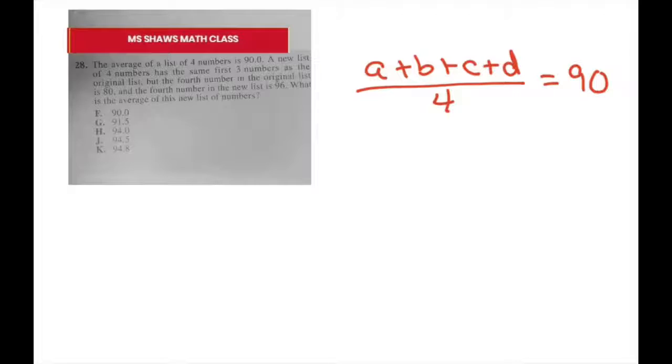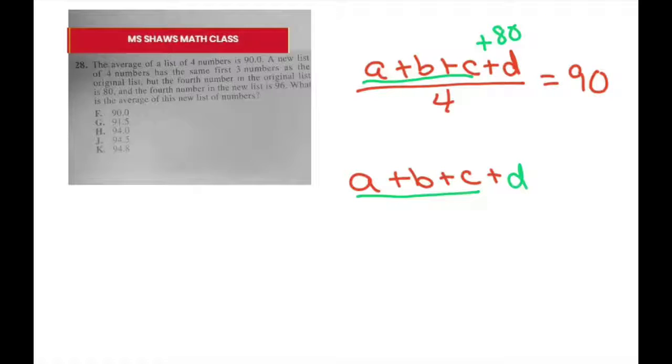All right, this one, it says we have an average of a list of 4 numbers. So let me write those down. We have A plus B plus C plus D divided by 4 equals 90. And then they want a new list of 4 numbers. A plus B plus C plus D. The 4th number in the list is D. The 4th number in the original list is 80, and these are the same as these. The 4th number in the new list is 96.